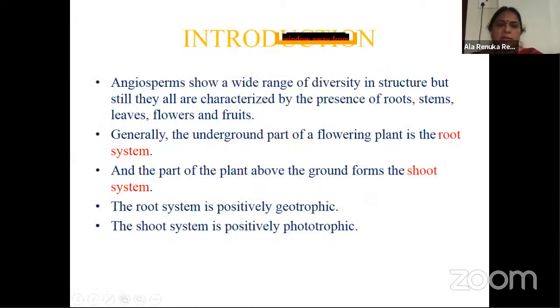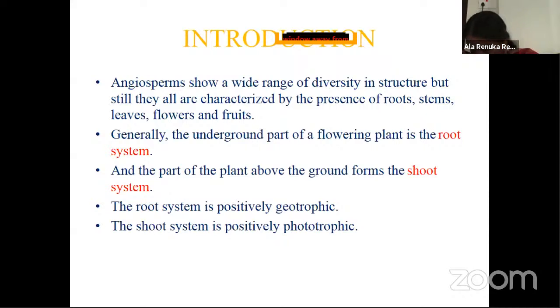You all know very well about angiosperms, which are the flowering plants. Flowering plants are called angiosperms. We see there are different types of plants around, and the way they flower, the way they are arranged, the size and the structure of them varies dramatically, but still there are certain characters in common. The general characters of these flowering plants are that they all have root, shoot, flowers, fruits, etc.